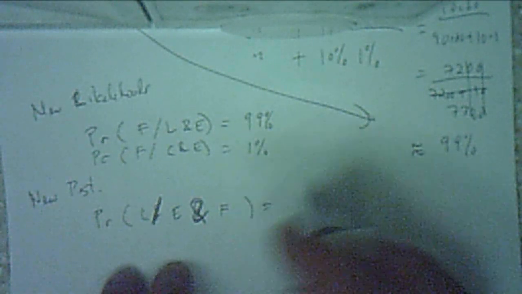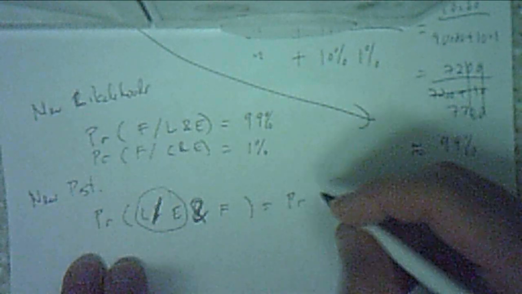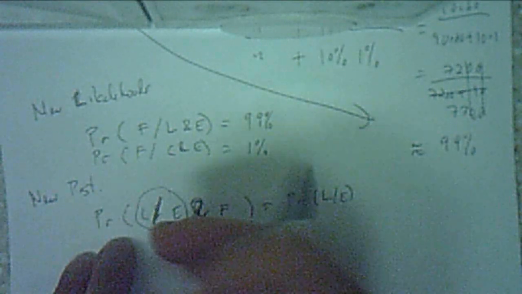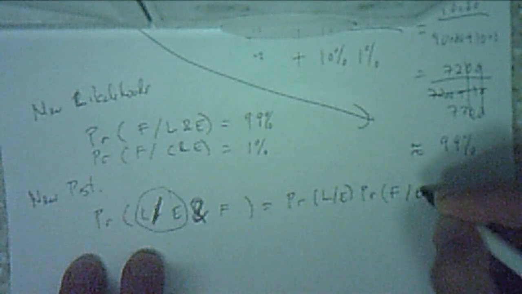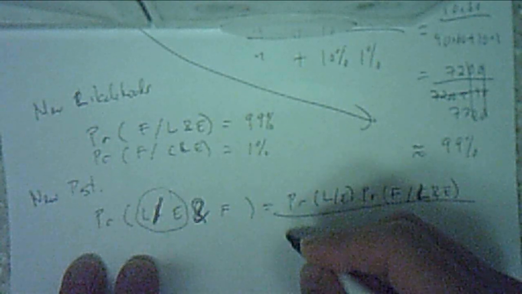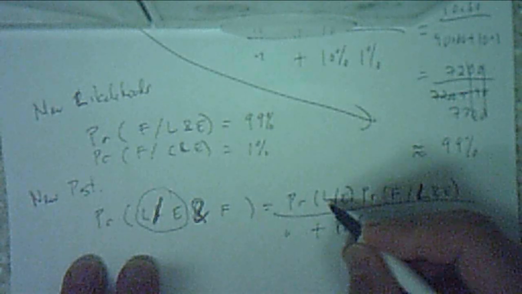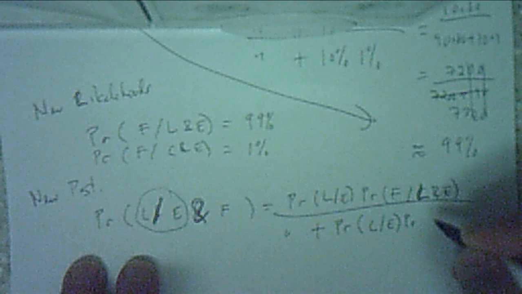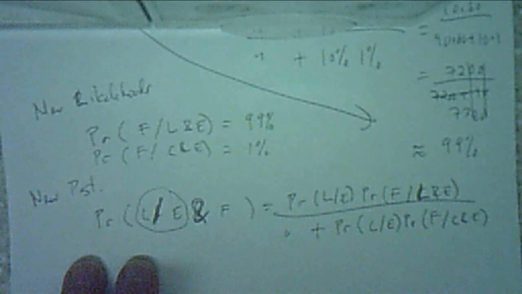Okay, so remember the first probability, and now this is the first right here, L given E. Probability of L given E times the flip, this is the remaining part, so probability of F given L and E, divided by the same plus the opposite of that. So what's the opposite of L given E? C given E. And the probability of F given C and E. Okay, how does that work?